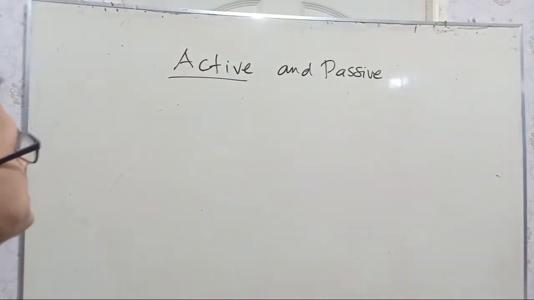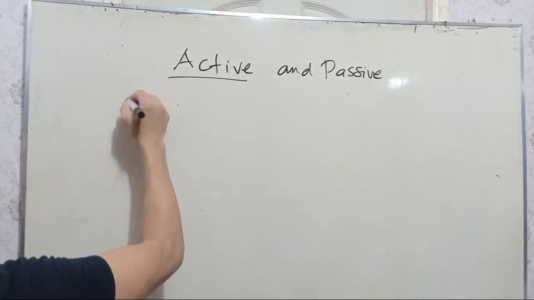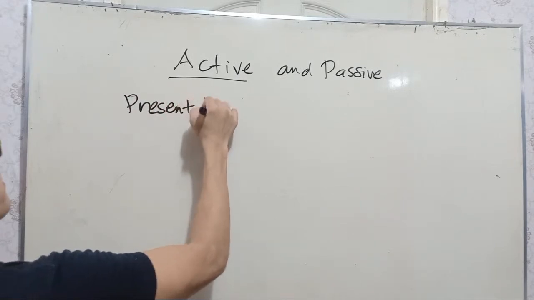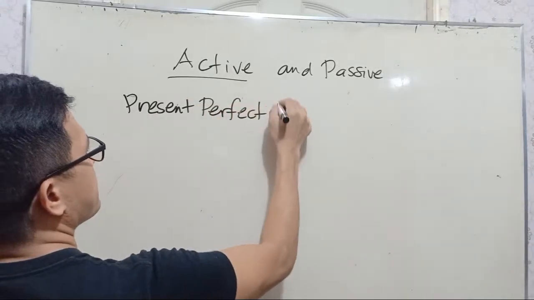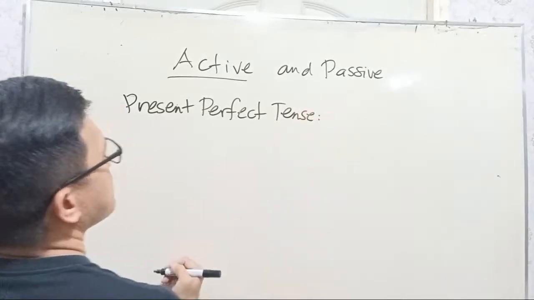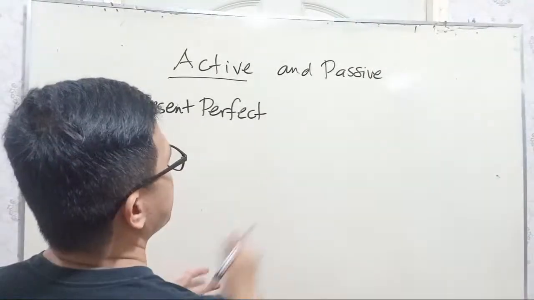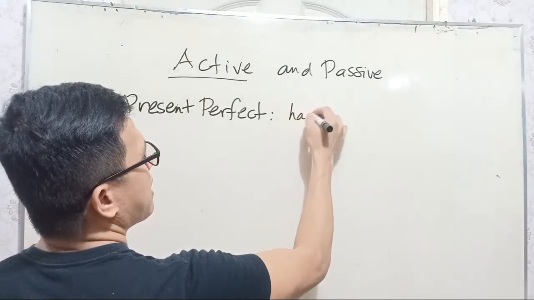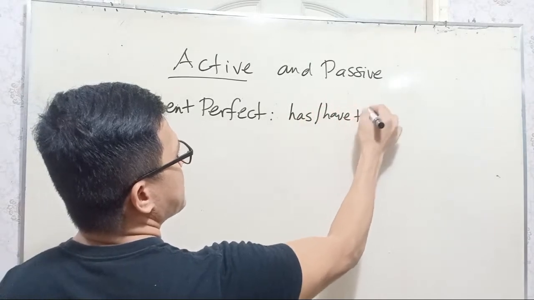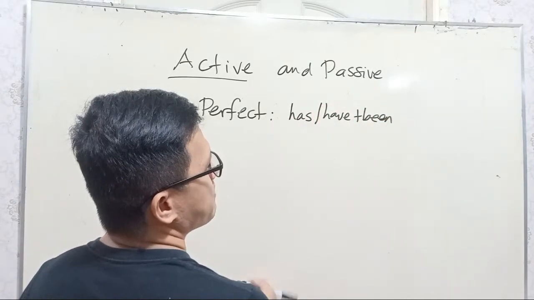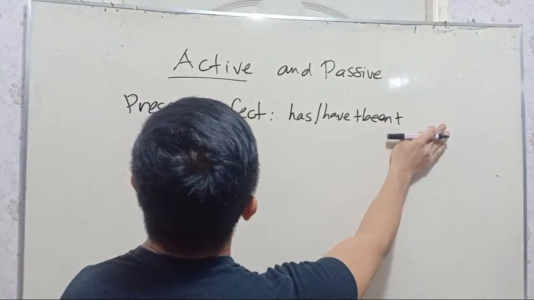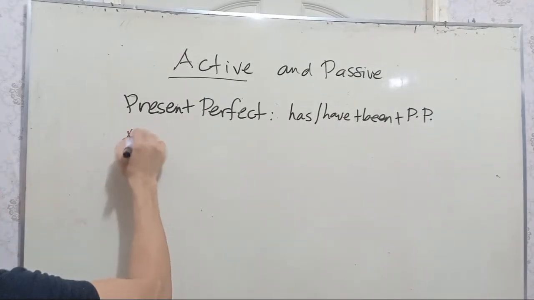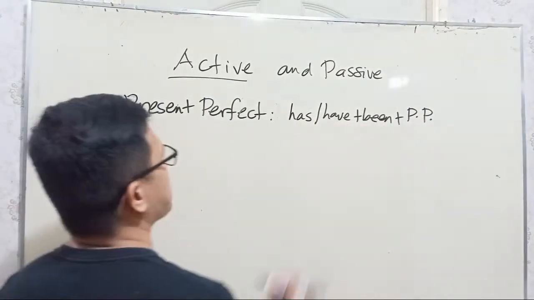Okay, so perfect tenses. We have the simple present perfect tense. For the present perfect tense, we will have has or have, plus been, plus past participle. So in the active, this is has or have plus been plus past participle.